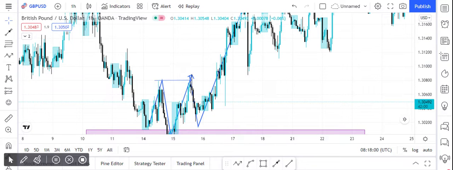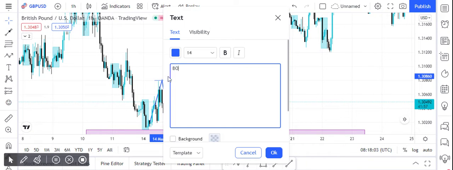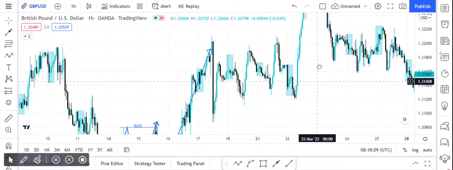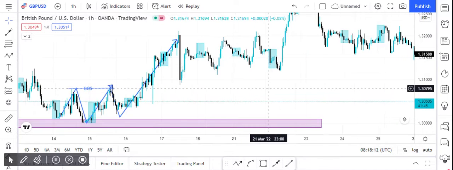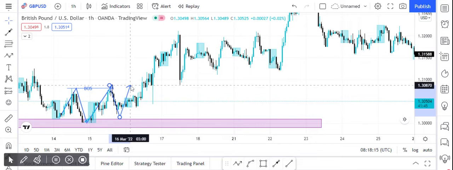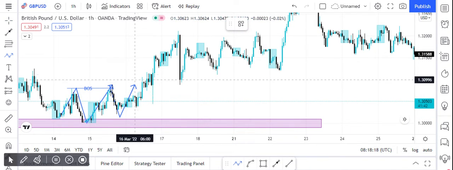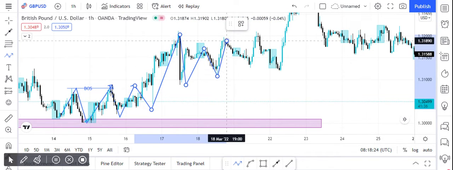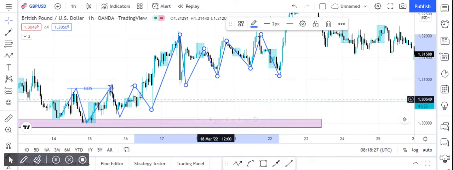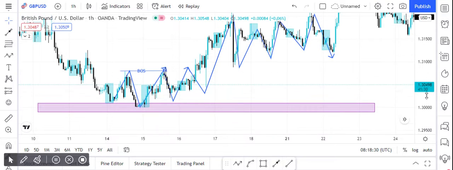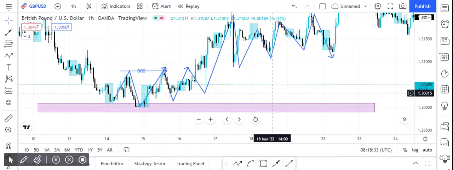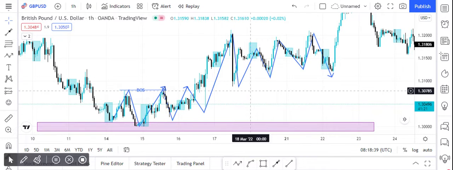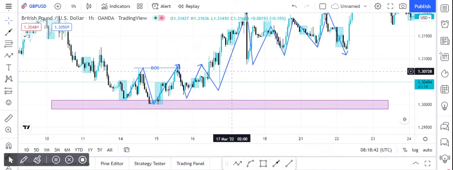So here we see a break of structure, as I was talking about. And now we are trending upwards. And as I said, the market does not move in a straight line. So you will see these pullbacks here, which are never perfect. So the question is, how do I trade this uptrend? How do I enter this trend here?